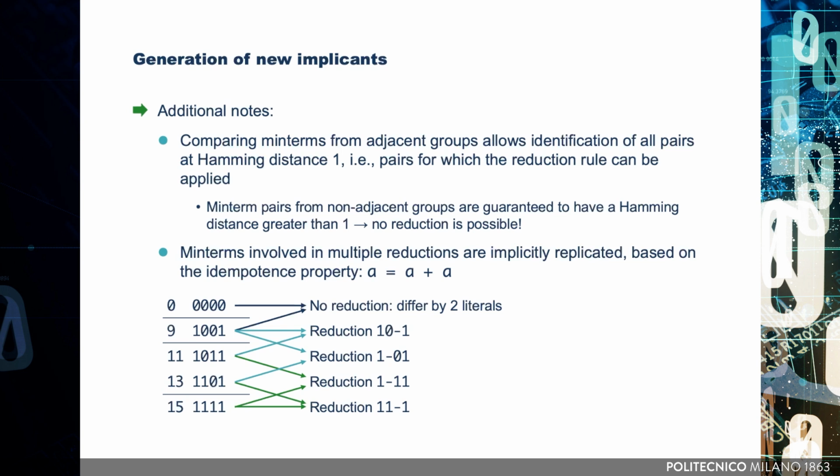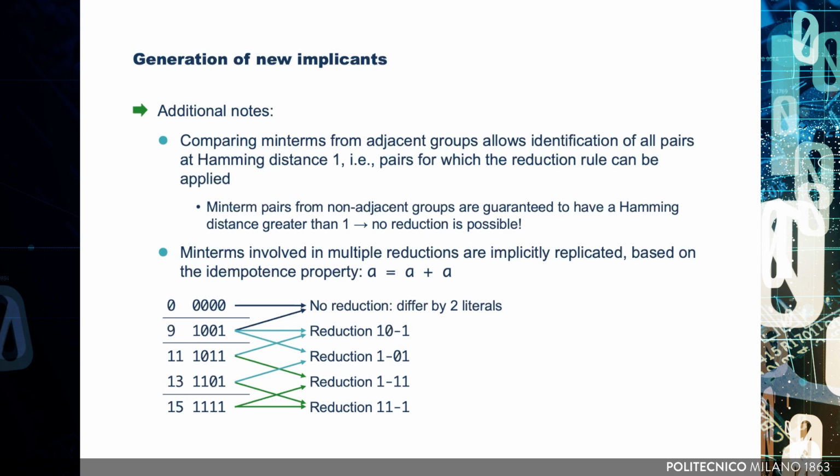On the other hand, comparing minterms from non-adjacent groups is unnecessary, since their Hamming distance is guaranteed to be greater than 1, and therefore no reduction can be applied. In this example, we can observe that the group of minterms with a single 1 in their binary representation was omitted. Consequently, the groups with 0 and 2 ones appeared adjacent, prompting an incorrect attempt to combine minterms 0 and 9, a reduction that unsurprisingly failed. Actually, the two groups are not truly adjacent, and their elements cannot be combined.